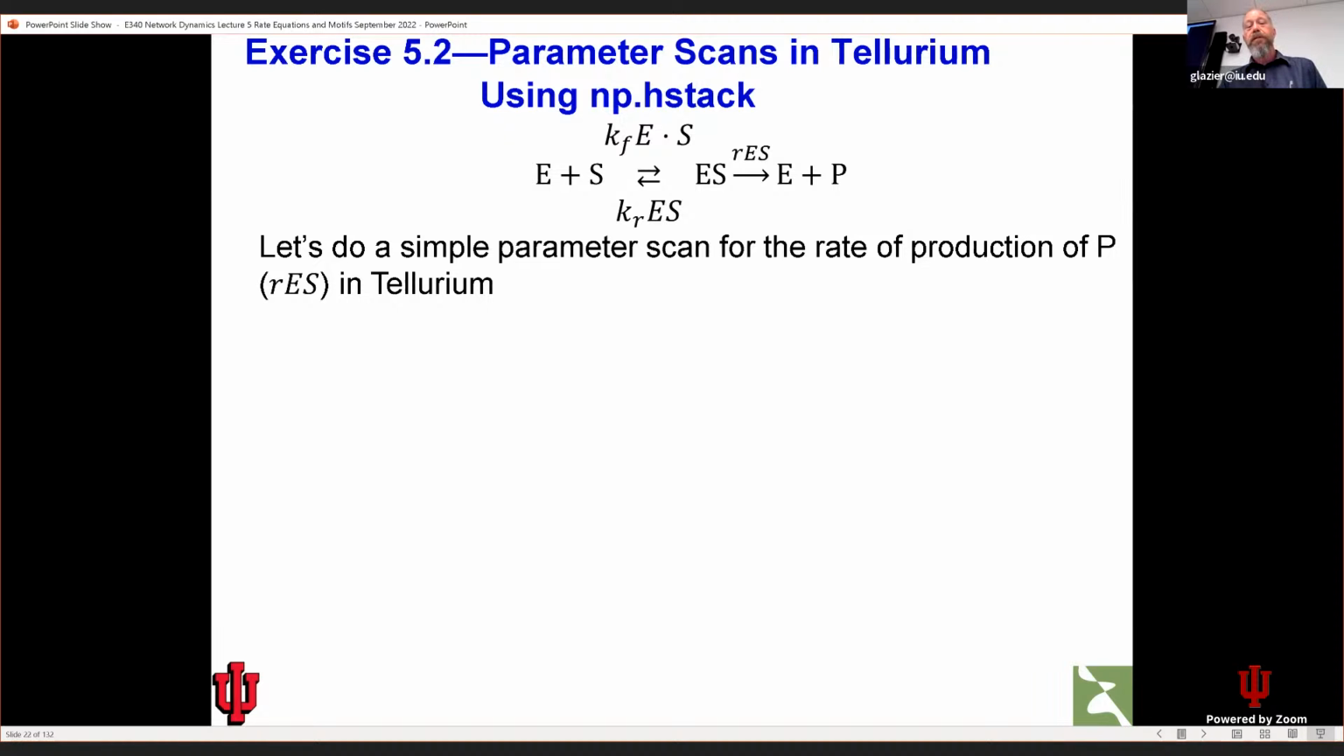So here we're going to have our enzymatic reaction. We'll have E plus S goes reversibly to ES complex, and then the complex will decay irreversibly to enzyme plus product. And my suggestion was to do a parameter scan for the rate of production of P.